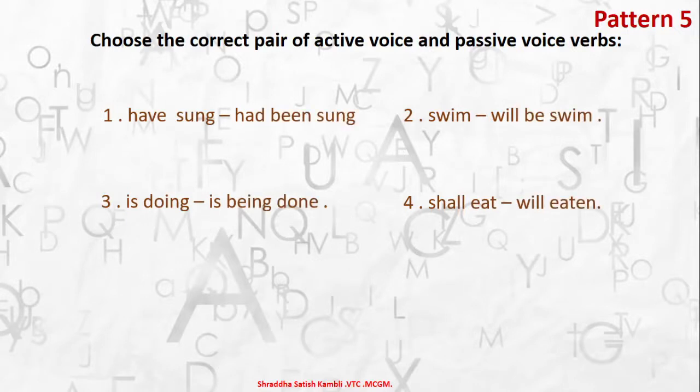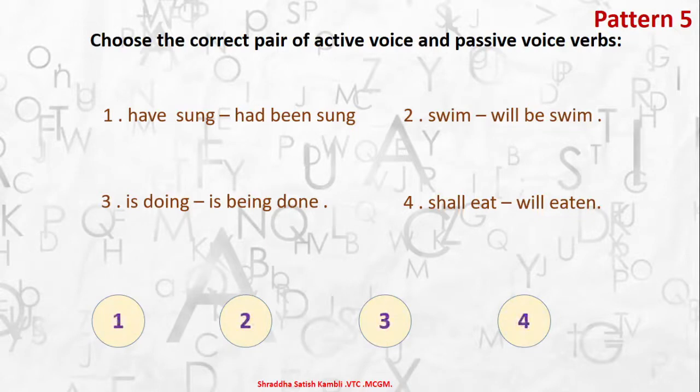Have sung, had been sung. Swim, will be swim. Is doing, is being done. Shall eat, will eaten. So which one of these pairs is the right one? It is the third one. He is doing the work. So I will say the work is being done by him. So you see, it is a correct pair of active and passive voice verbs.